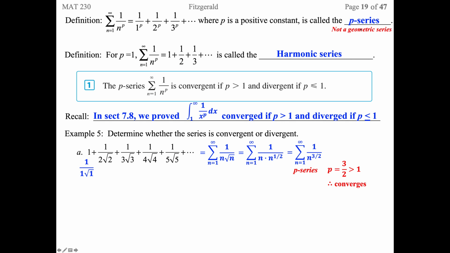Again, geometric series, we can actually find that sum. Telescoping, we can actually find that sum. p-series, we can't. All right.